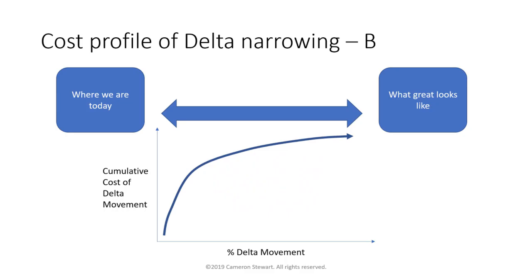Let's take a look at another delta. Now, this is really important. Not all deltas are the same. The cost of moving from where we are today to what great looks like actually follows different profiles depending on what tool or process or individual is involved. In this case, the cumulative cost of delta movement escalates far more quickly for the first small part of the movement. Here we might say, well, we have to achieve some movement, and we're willing to spend actually quite a lot of money on moving us at least some way down this curve.